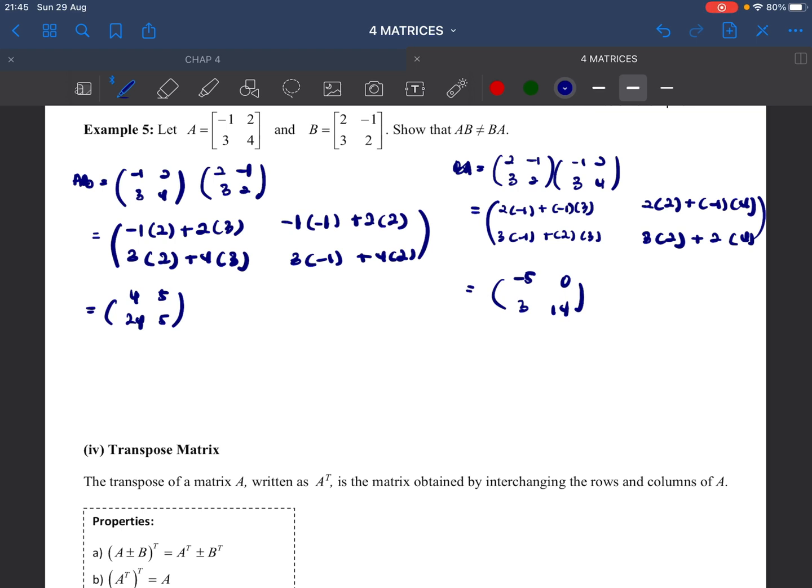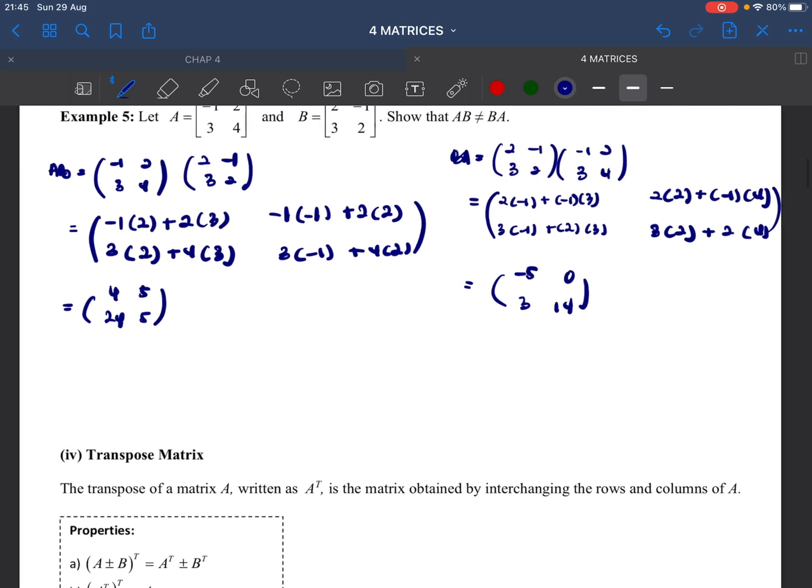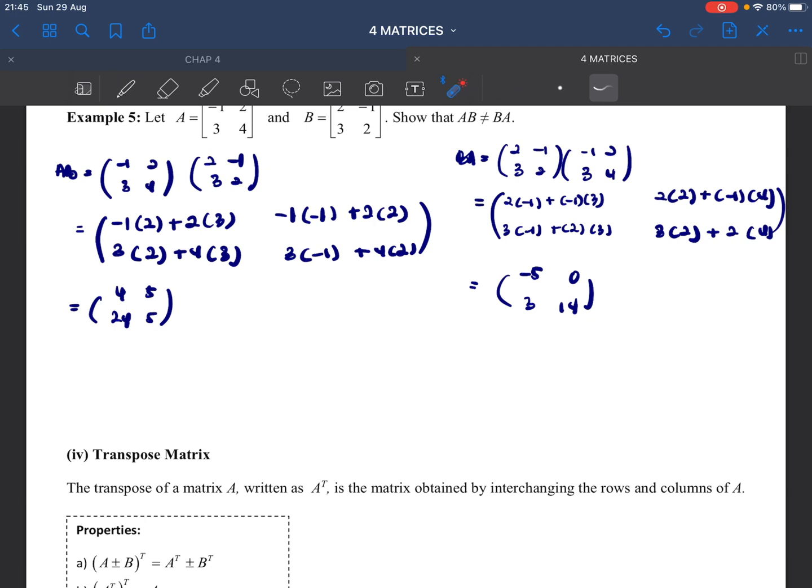Okay, so itu jawapan yang kita akan dapat, negative 5, 0, 3, 14. But for AB, we got 4, 5, 24, 5. So, kita tahu jawapan dia tak sama. So, we can conclude therefore AB is not equals to BA. Very simple. Okay, tak payah susah-susah. Just substitute the value.